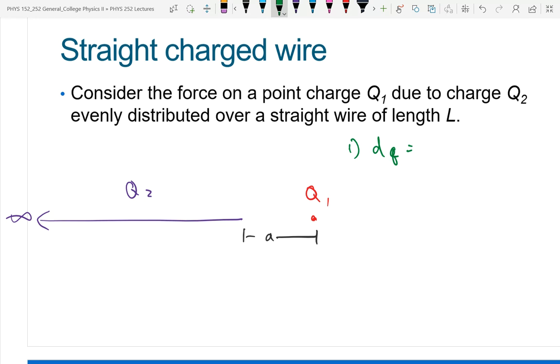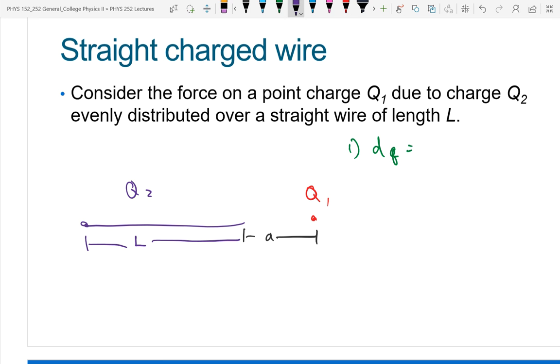And so we look at this. In this problem, it doesn't go off to infinity. It goes to a length L. I was like, wait a minute, I can't do it. Yeah, that's because that's the one thing that's different. We have only a length L. So what is dq if we have a charge Q2 evenly distributed over a length L? Lambda ds, where lambda is equal to Q2 over L.